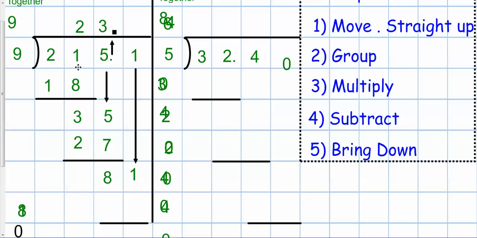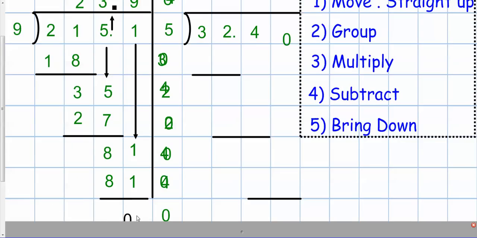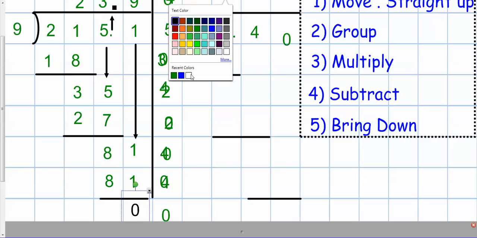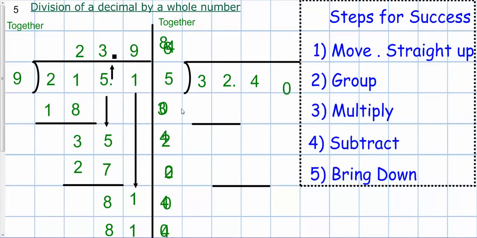So then how many groups of 9 fit into 81? That's correct, 9. 9 times 9 is 81. And then 81 minus 81 is 0. So that's the first problem. So let's take a look at 32 and 40 hundredths. But before I get there, let's go back here.